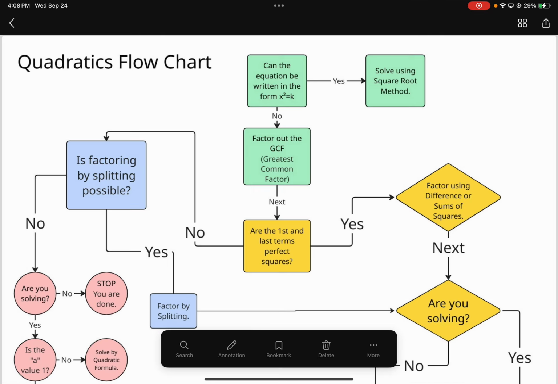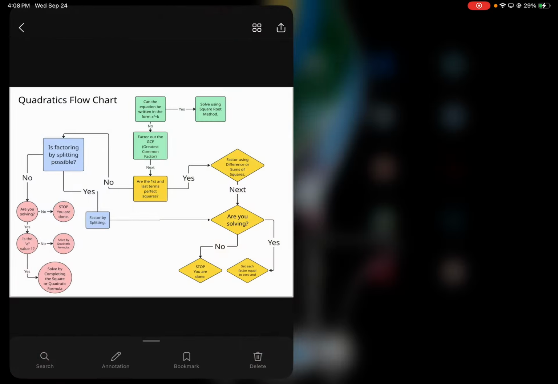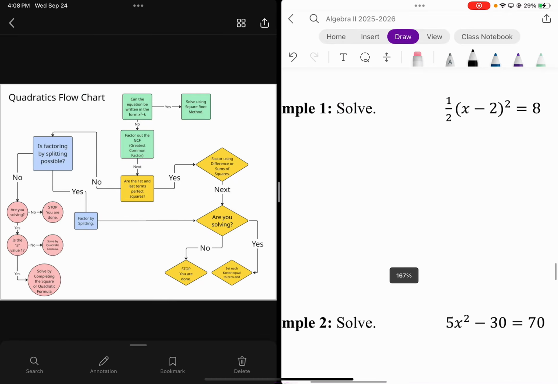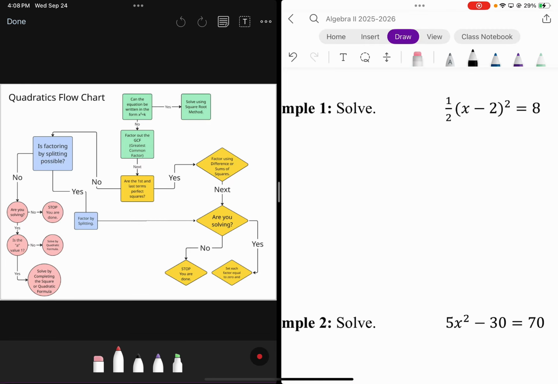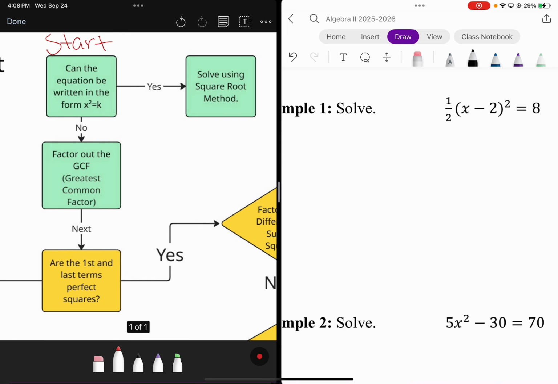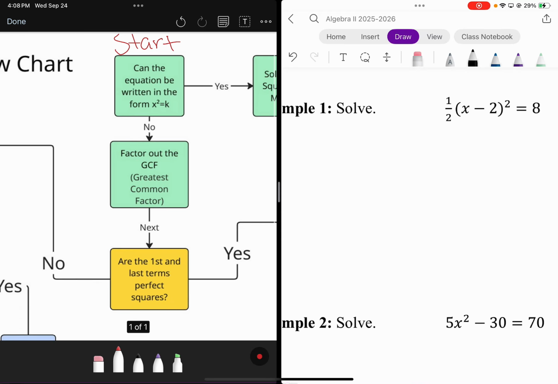Okay, so for this, we're going to split view with that. For your flow chart, it begins at the top of this paper here, start. And I do have a copy of this on Schoology, or you can get a paper copy in class. So you're going to check, can the equation be written in the form of x squared equals k? What that looks like is either you're going to have an x squared value with a coefficient, and then you just have a constant or another value that you can get all onto one side.